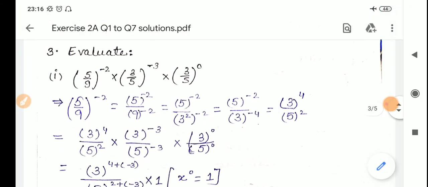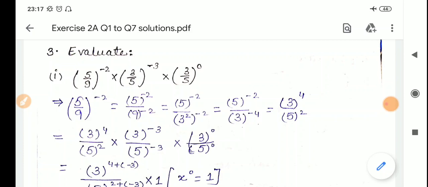We are going to start our question number 3, that is evaluate. The first part of the question is (5/9)^(-2) multiplied by (3/5)^(-3) multiplied by (3/5)^0. Clear? So here we have (5/9)^(-2).